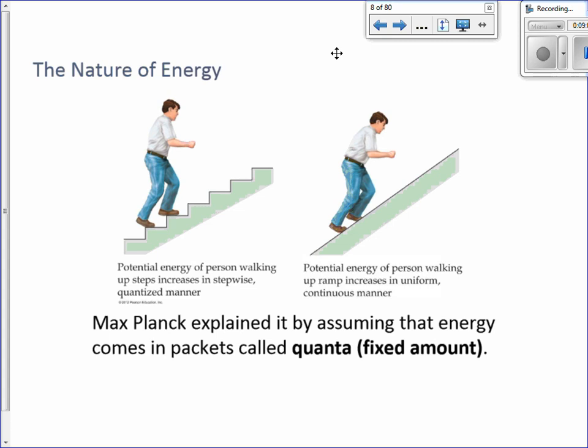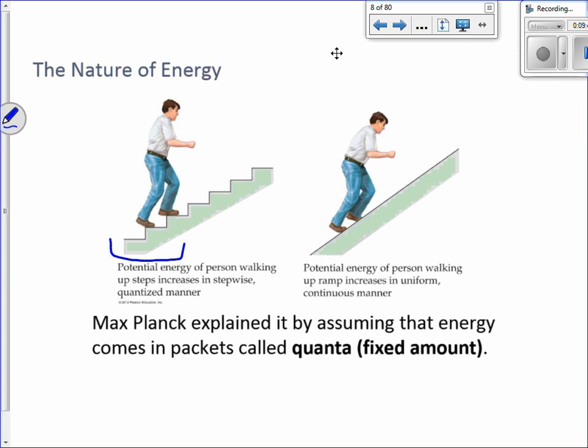Now going back to the idea of quanta. Quantized energy, quanta, mechanical model, you see that a lot in this whole area when we start discussing things. Max Planck explained it by assuming that energy comes in packets called quanta, which is a fixed amount, so it's more of the staircase analogy, okay? Is it possible to go halfway up a stair? No, it's not, right? You either have to go entirely up the stair or you stay at the stair you're on. It's an all or nothing deal.